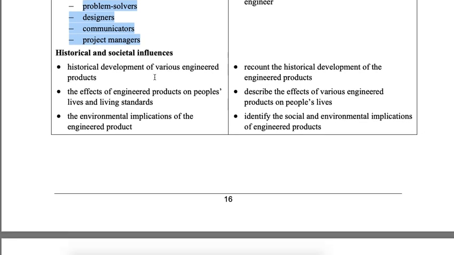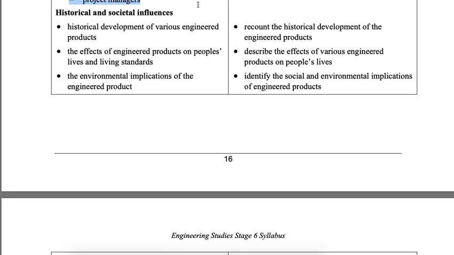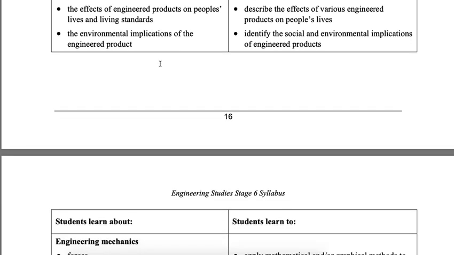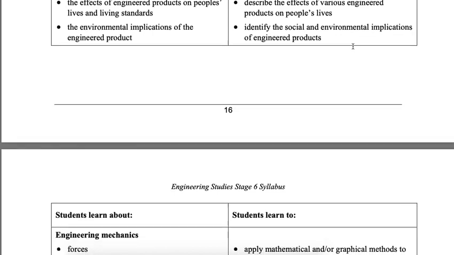Okay, if we then go to historical and social influences, we're looking at various engineering products. The two engineering products we're interested in are bikes and lawnmowers. The effect of engineering products on people's lives, the same thing we talked about earlier, and the implication of engineering products, where we're talking about things like social and environmental implications.